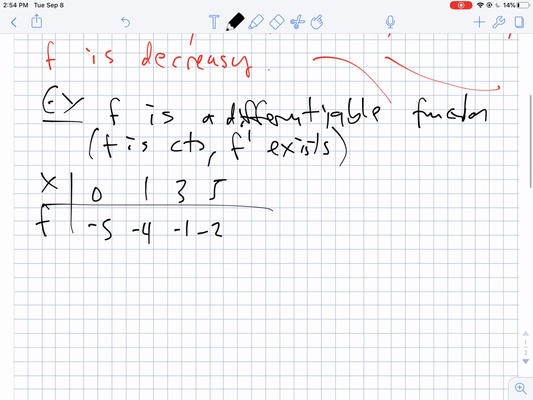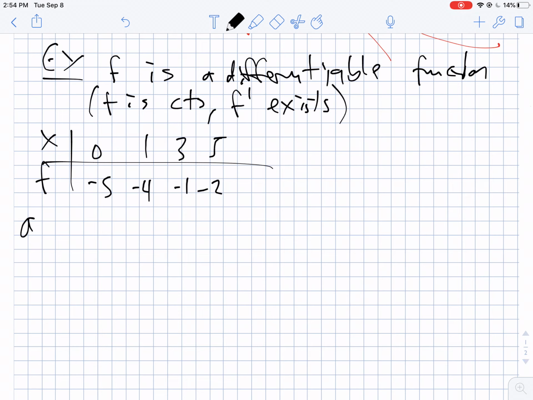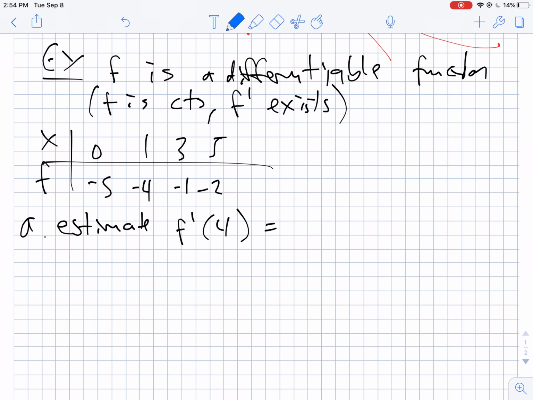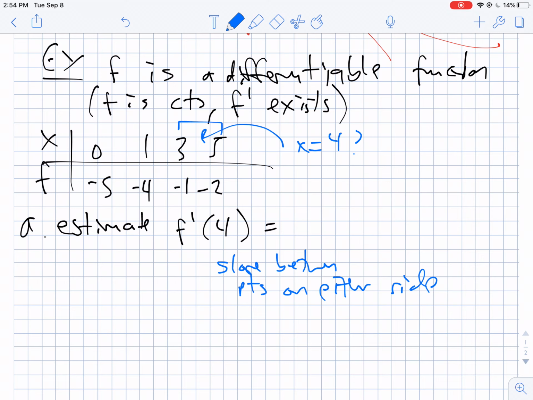Okay, so the first part of this question, it's a two-parter. I'm going to ask you to estimate f prime of 4. Now you might look at this and be like, that's impossible. 4 is not in our table. 4 is somewhere in between two points that we know about. So what we're going to do is estimate the slope between the points on either side. I don't know what's happening at 4, but I know what's happening on either side, so I can estimate it by finding a slope between those two.